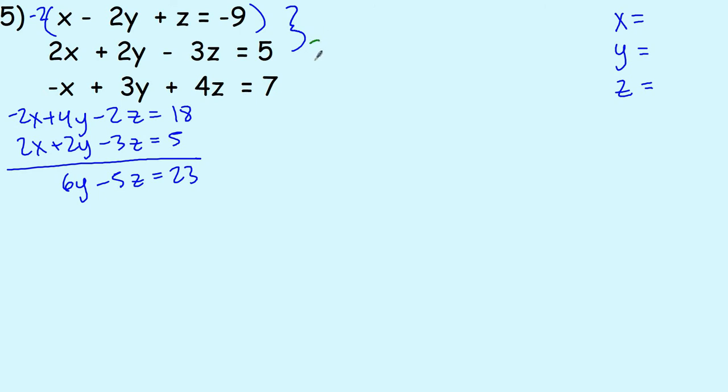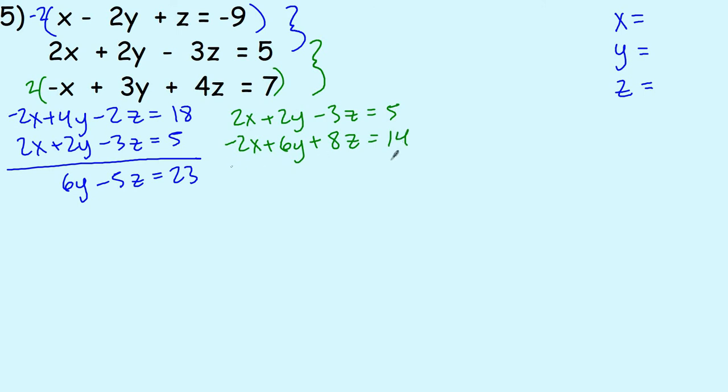Second part, take the bottom 2 equations, eliminate the same variable. So let's eliminate x. So we get the middle one stays the same. The bottom one becomes -2x plus 6y plus 8z equals 14, which is now 8y plus 5z equals 19. So again, step 1, we eliminated x.